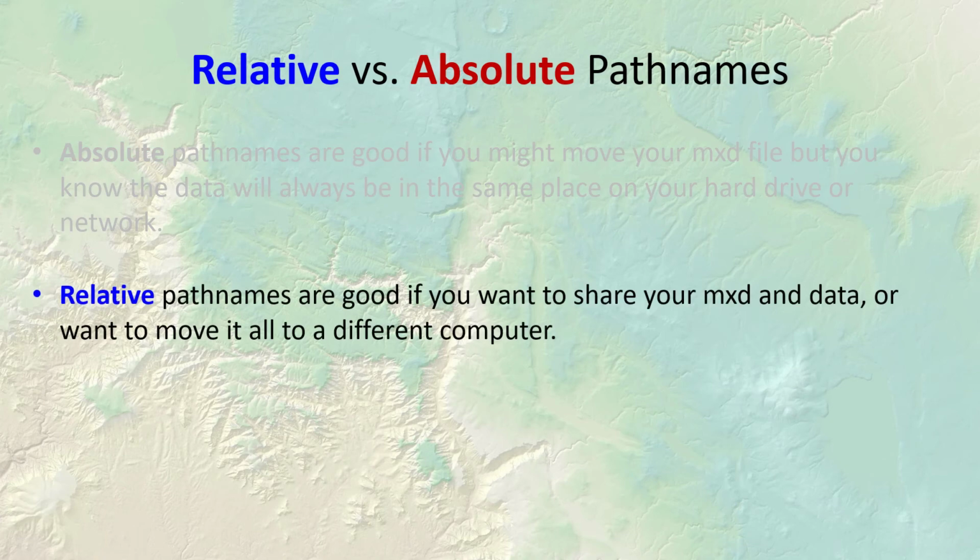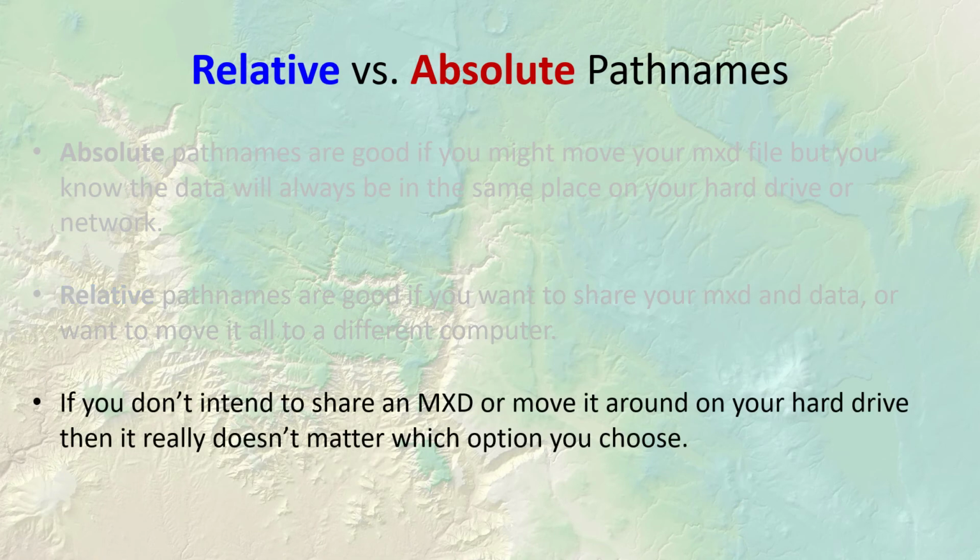Now, relative path names are better if you want to share an MXD plus all the data. You put all the data in the same folder as your MXD, or maybe subfolders within that folder, and then you'd simply share that entire folder. And that's actually what I did to create all this data that you guys are using for your lab exercises. Now, if you don't intend to share an MXD or move it around on your hard drive, then it really doesn't matter which option you choose. It's really not going to make a difference to how ArcMap works for you. So that's usually the case.